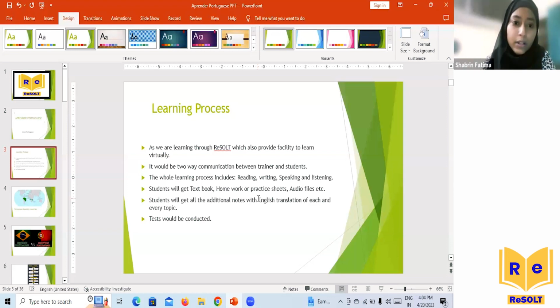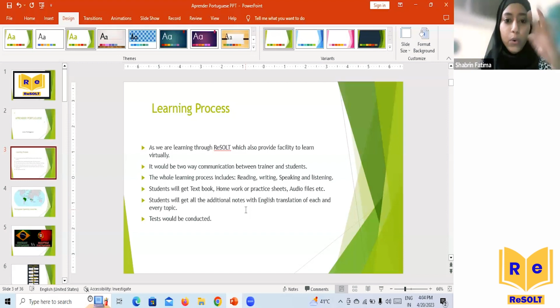This process includes, as we are learning through this institute, which also provides the facility to learn virtually. Apart from offline, they also have the facility to teach virtually or online. So people who don't have time, who are busy in their work schedule, can join ReSOLT and study virtually. This is the platform offering this facility. Apart from that, there would be two-way communication between the trainer and the student.